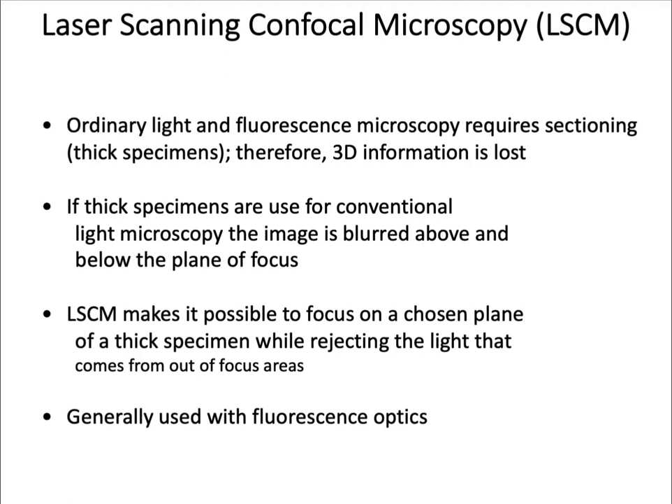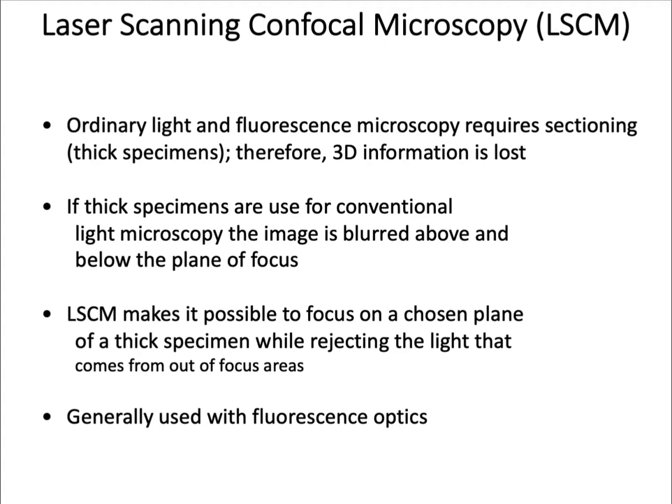Also, even when the thick specimen is sectioned for light microscopy, you still get light from above and below the plane of focus, which results in a blurred image. And sometimes sectioning doesn't help completely. But confocal laser scanning microscopy allows you to focus on a specific plane within your cells or tissue specimen. The physics of this microscope allows you to reject the light that comes from out of focus areas, so you get an extremely clear image of your plane of focus.